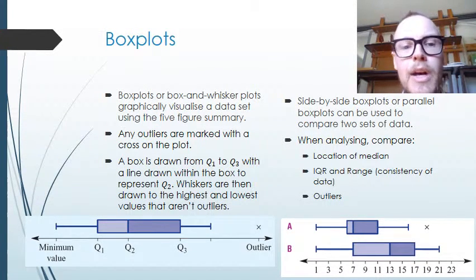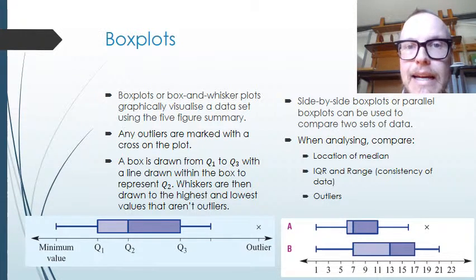So a box plot could also be called a box and whisker plot, and it's used to graphically visualise a data set using the 5-figure summary. That's our minimum value, Q1, our lower quartile, a median, Q3, and our maximum value. Outliers are also visualised on our box plot, marked with an X, and they're not considered part of our 5-figure summary.